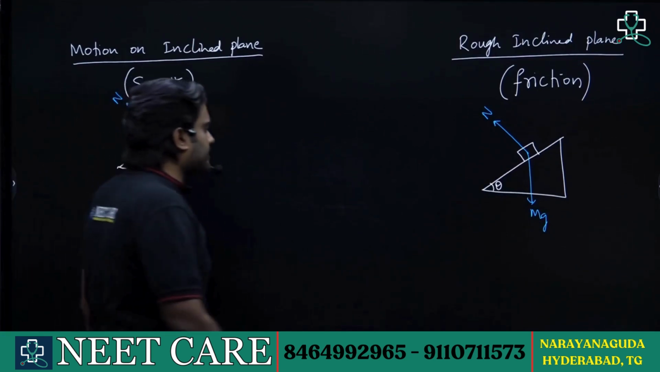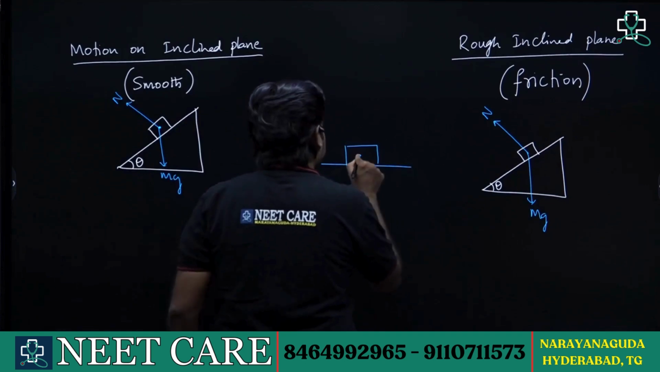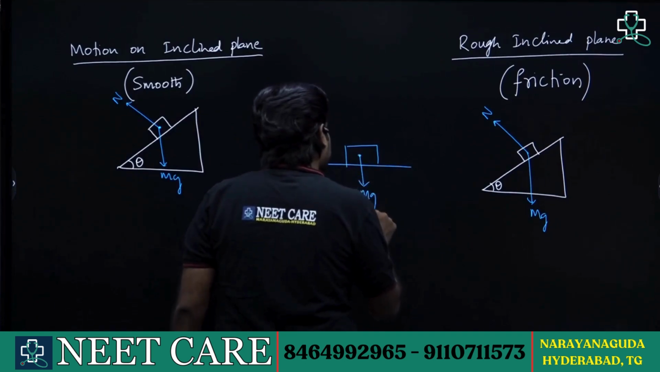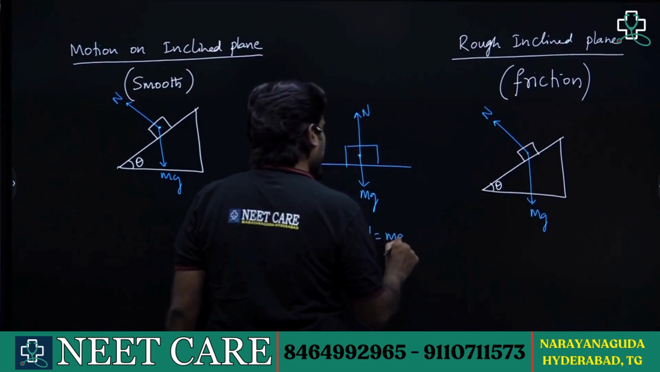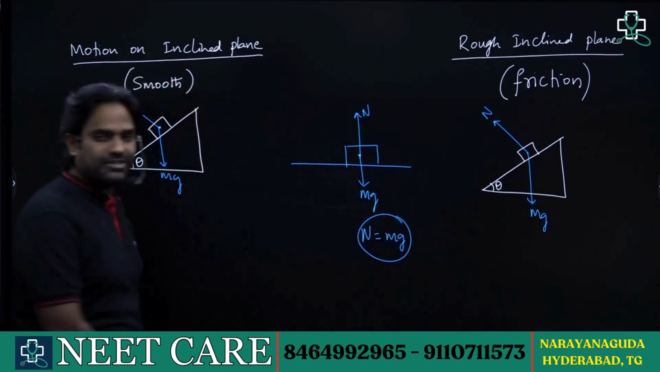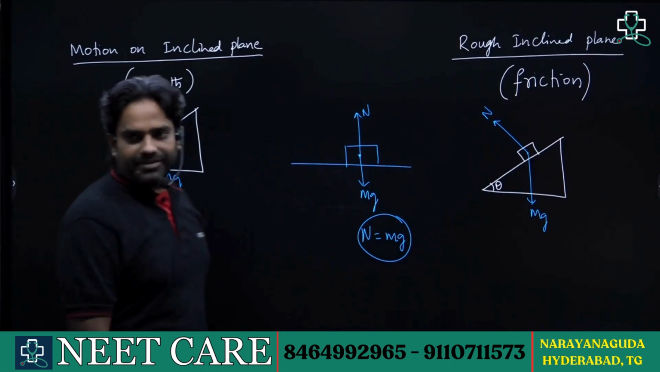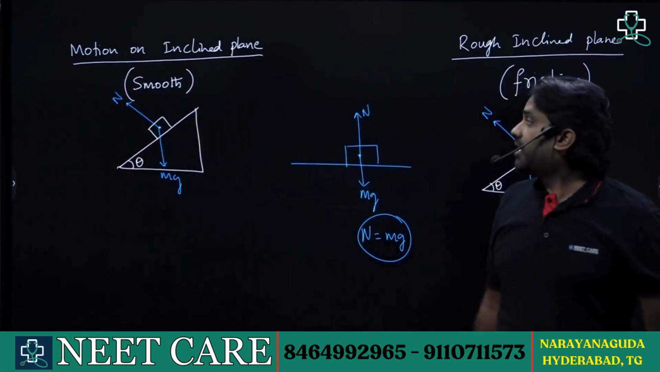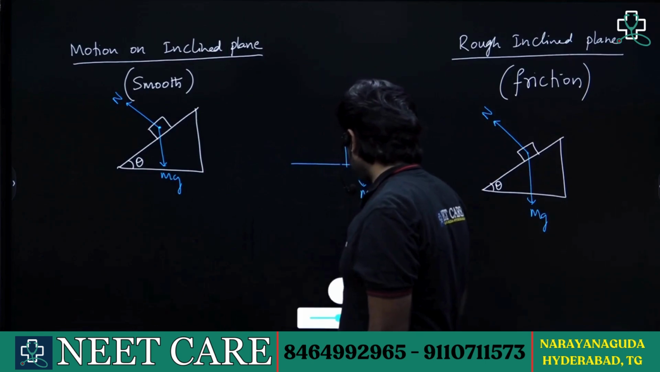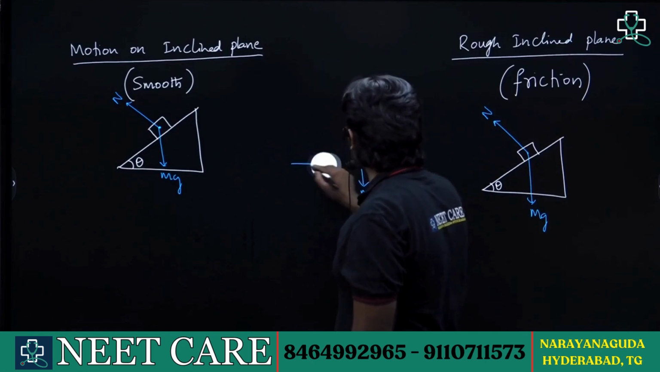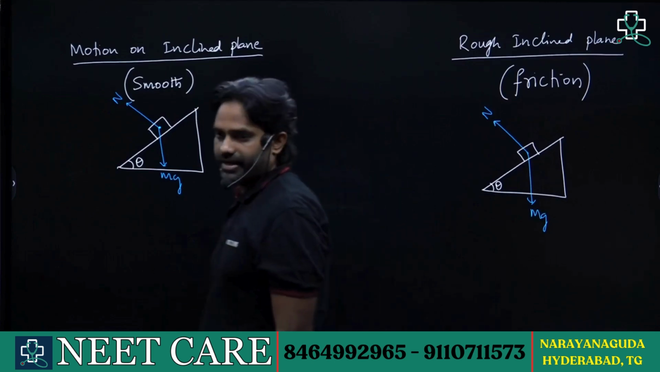But if you take a horizontal surface and the same block is kept there, then weight acts vertically downward and the normal reaction acts normal to the surface, so you can write comfortably N is equal to mg. Gravity balances the normal reaction on a horizontal surface, right? Whereas on an inclined plane, gravity is not balancing the normal reaction. So that's why we will resolve gravity along the normal reaction and perpendicular to the normal reaction.